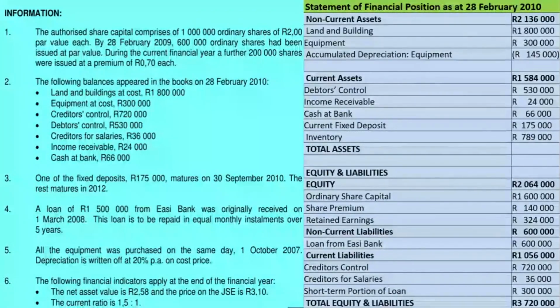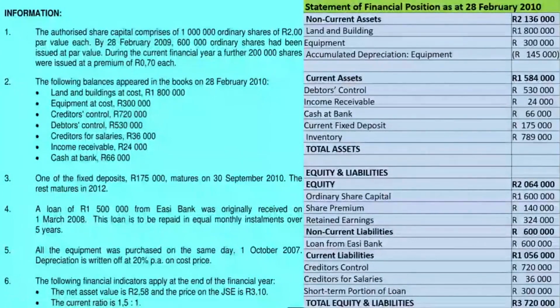So what is missing from the non-current assets? If you look at note number 3, or the information number 3, it told us that one of the fixed deposits, 175,000 rand, matures on 30 September 2010. Well, we've taken care of that, but we are also told that the rest matures in 2012. That means we still have other fixed deposits here. We were not given the amount, and that's what we'll figure out here. That means that's the missing non-current asset.